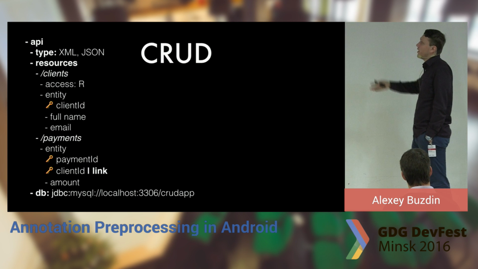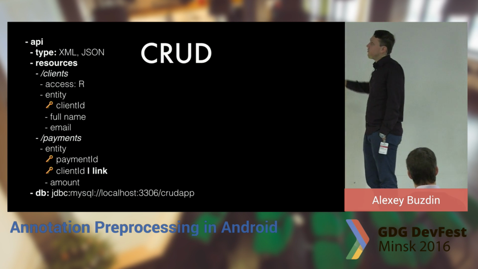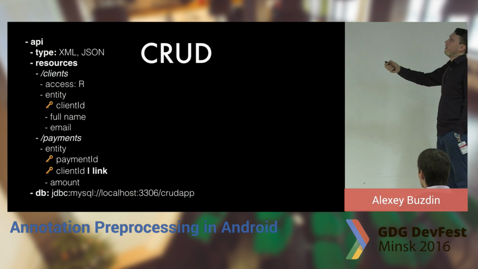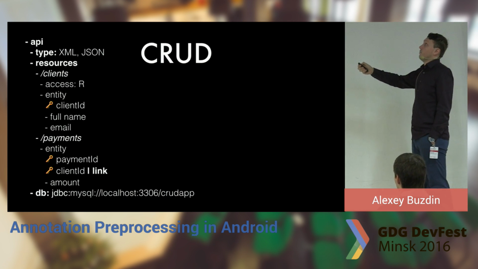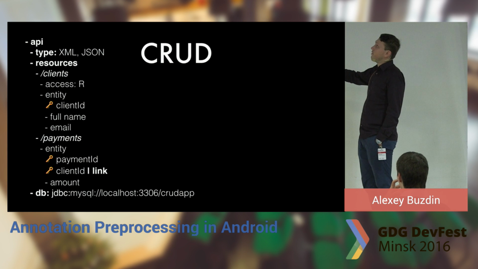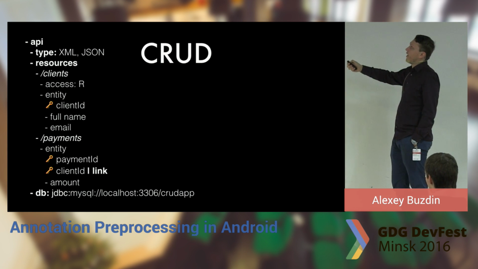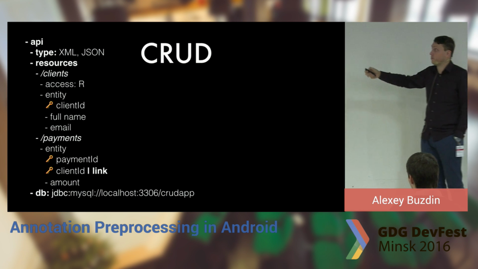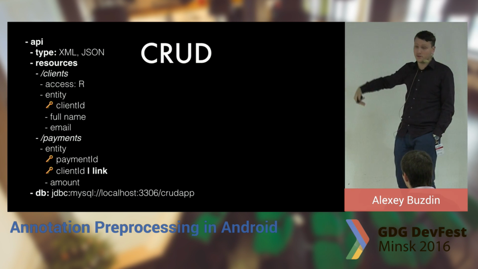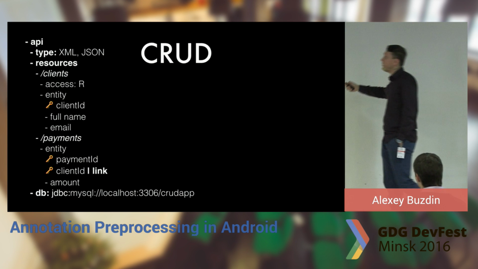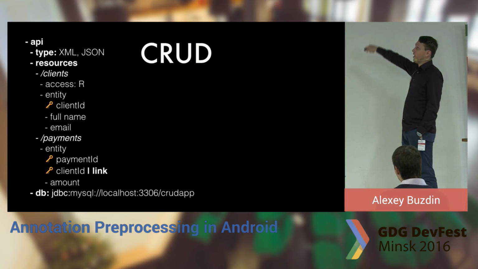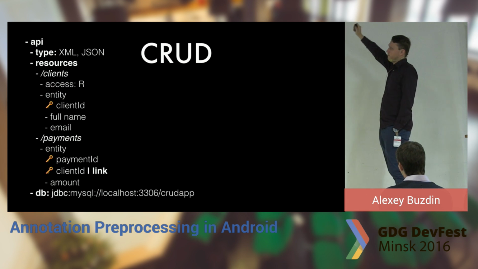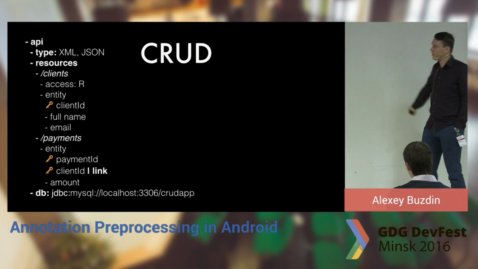And I imagined, OK, so a declarative style would be super. I just say I need an API. I have type XML and JSON. I have two resources, clients and payments. I have read access to clients. I have read and write access to payments, because everything is declarative, like in Maven or Gradle. Yeah? So you have default config. And we just say that entity has client ID, full name, email. And that's it.